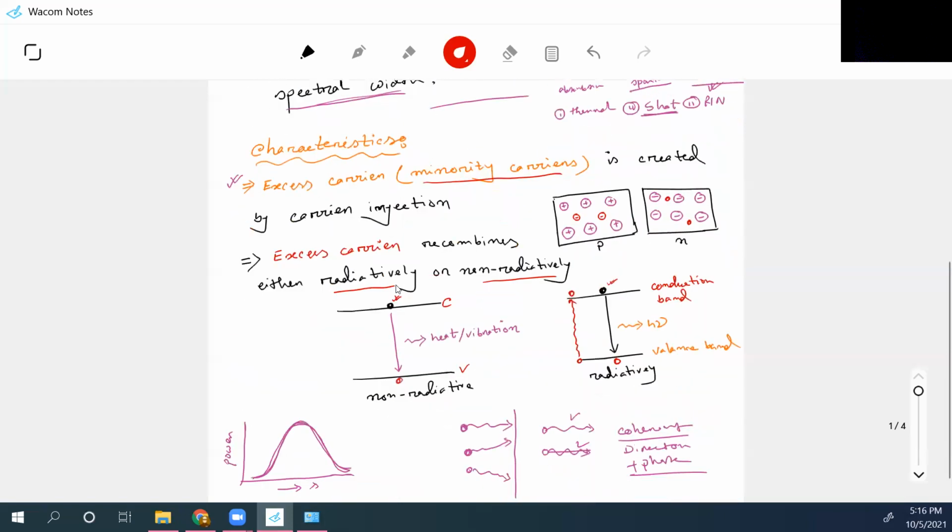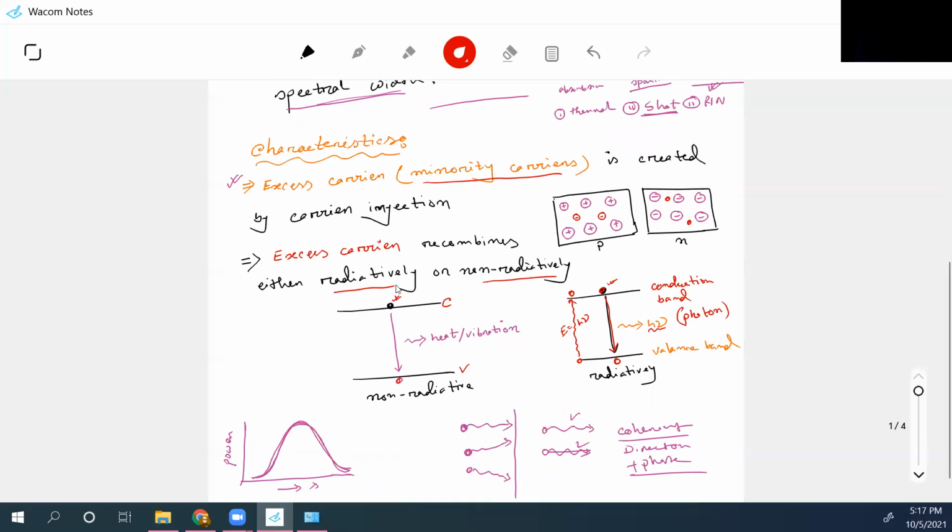Eventually, if it falls down, what will happen? If this electron falls down from the conduction band to the valence band again, that excess energy which was required, like E equals h nu, that amount of energy must be released. If it's released in the form of light, or we call it photon, then this is called radiative. This nature is called radiative nature.